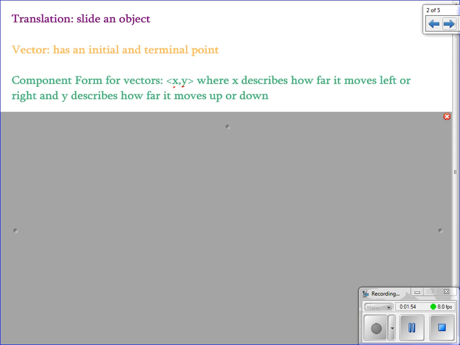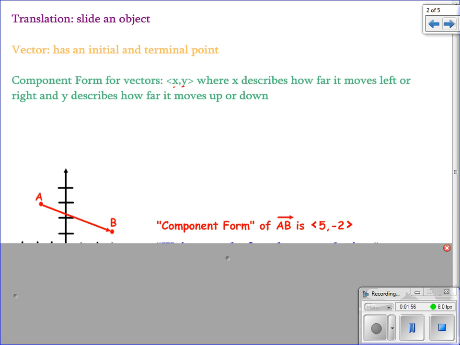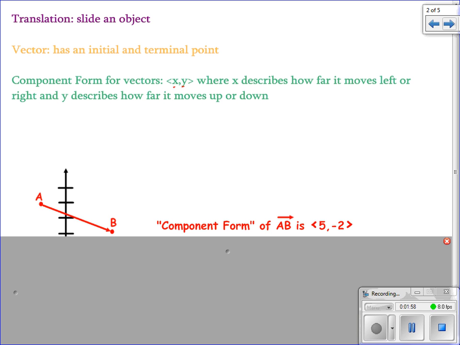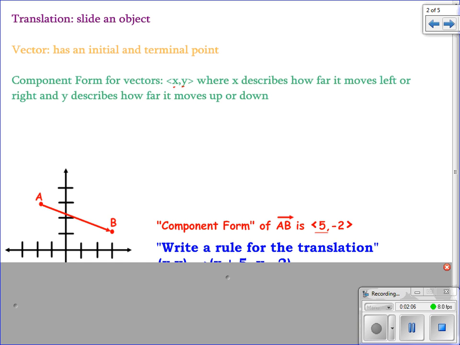So if we're looking at this right here, if it starts at A and goes to B, notice that it moved right 5. So if we go from A to B, it moved over 1, 2, 3, 4, 5, and it went down 2 units, so that's why it's -2 right here.